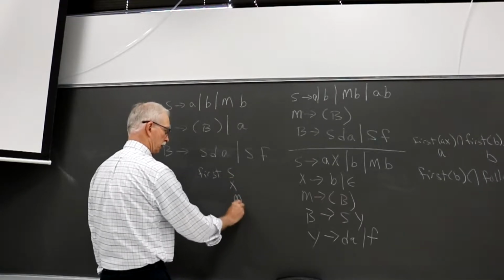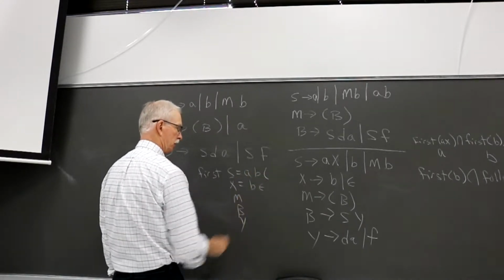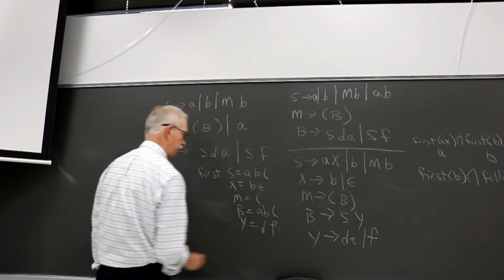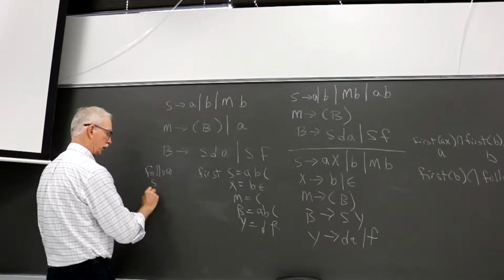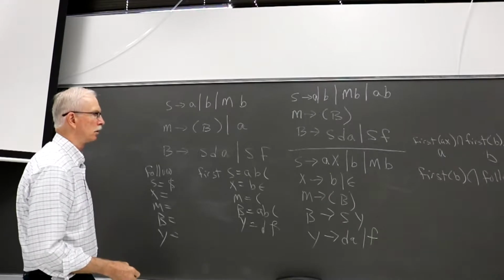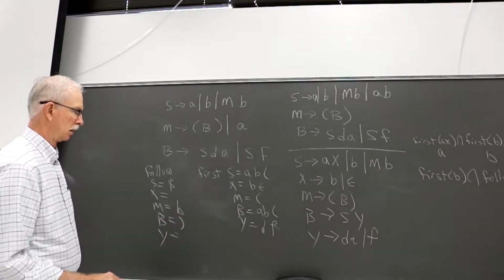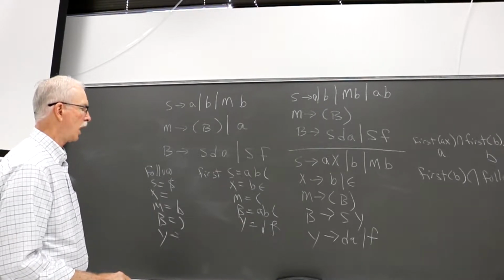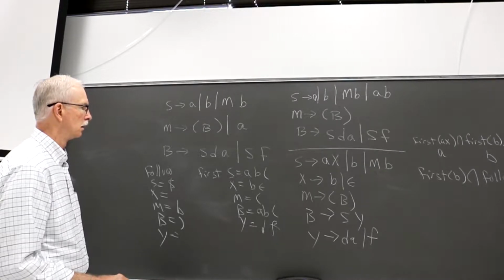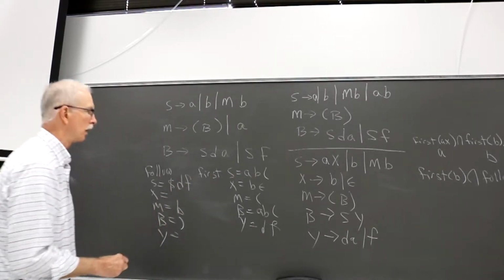So, first of S, X, M, B, and Y: A, B, and left paren, B and empty, left paren, A, B, and left paren, D and F. Follow of S, X, M, B, and Y. So B is in the follow of M. Right paren is in the follow of B. The first of Y is in the follow of S. So the first of Y is D and F in the follow of S.